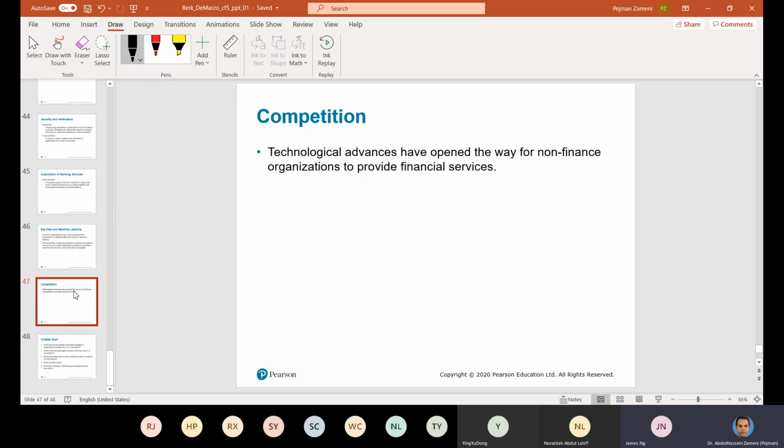Competition: technological advances have opened the way for non-finance organizations to provide financial services. Of course, these days, due to technology, everyone is entering finance, even non-finance organizations. For example, see Grab. Grab is not really a finance company, but they are providing GrabPay. Panda, they have Panda Food, or for example Touch 'n Go, they have their own e-wallet. See, they are not really finance organizations, but due to the technology, they're also providing some financial services.